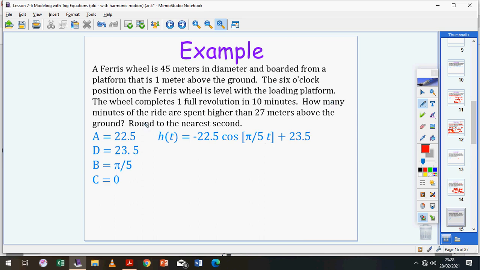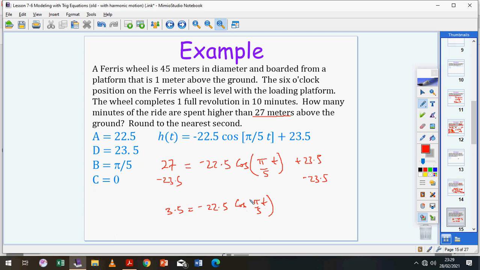How many minutes of the ride are spent higher than 27 meters above the ground? So the height is 27 meters. Substitute for 22.5 cosine pi over 5. I'm finding t plus 23.5. So I'll subtract 23.5, subtract 23.5. 27 minus 23.5 is 3.5 is equal to negative 22.5 cosine pi over 5 t.